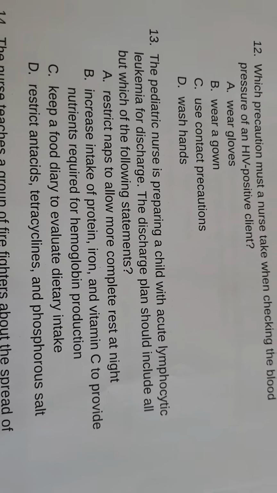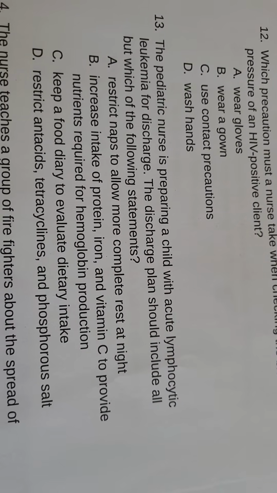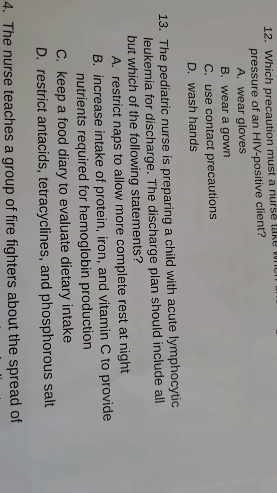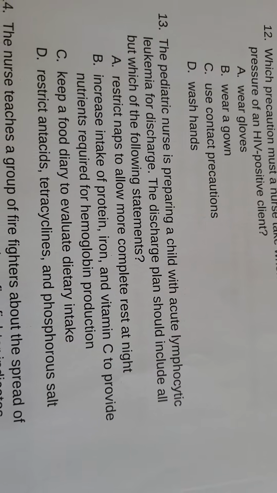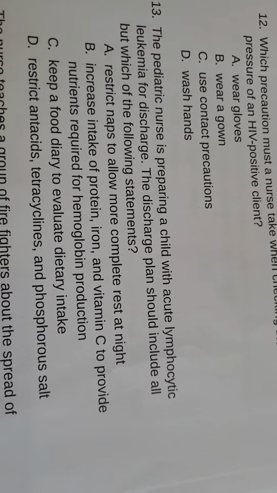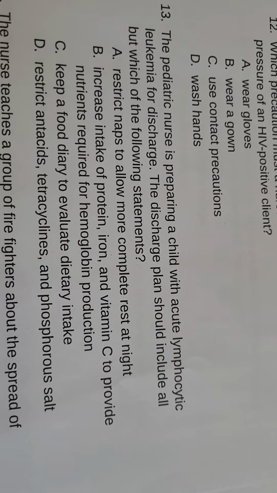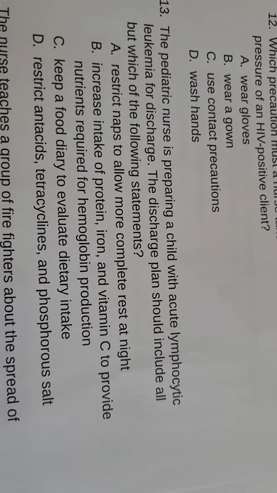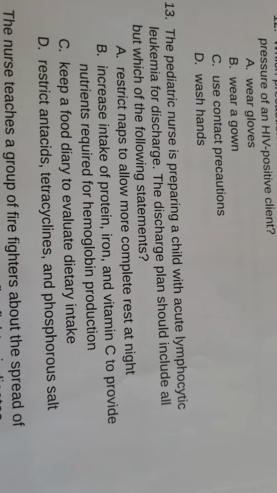Number B, increase intake of protein, iron and vitamin C to provide nutrients required for hemoglobin production. Yes, this is a correct statement. This one we have to add. Number C, keep a food diary to evaluate dietary intake. Yes, this is a correct statement, so it is not the answer for this question, because keeping a food diary helps document actual nutritional intake. Number D, restrict antacids, tetracyclines and phosphorus salt. Why do we restrict? Because they will avert absorption of iron.